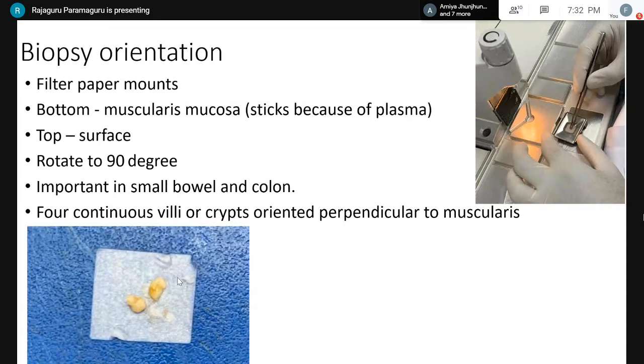So this has to be processed on a hole in the tissue cassette, and then while the technician embeds it, he can make use of that and he can rotate it to 90 degrees and embed it. This is particularly of use with small bowel and colon. Also, in gastric biopsies, it really helps a lot. So interpretation requires proper orientation. When it comes to the small bowel and the colon, you should have at least four continuous villi and crypts which are perpendicular to the muscularis mucosae. That is how a properly oriented biopsy looks.